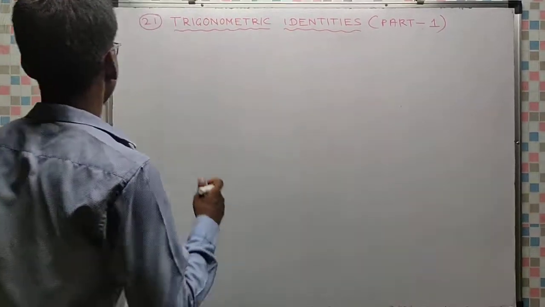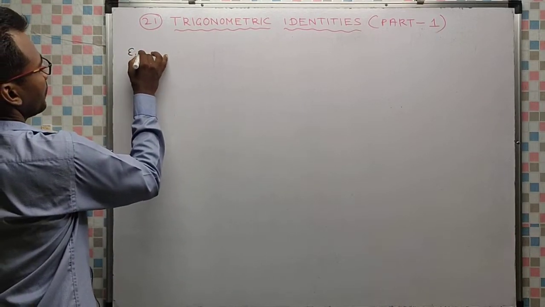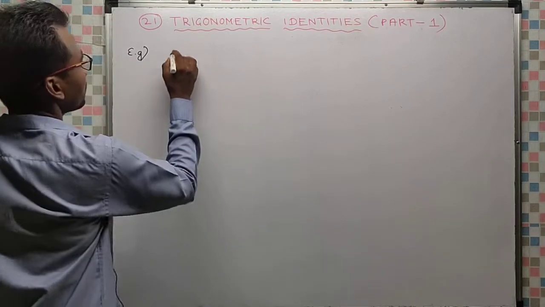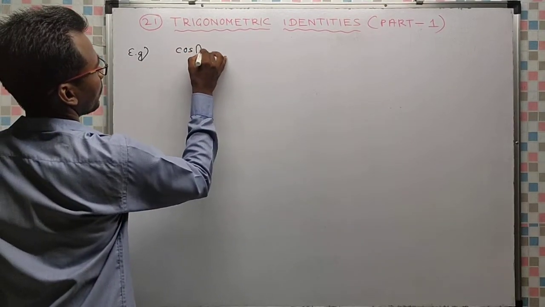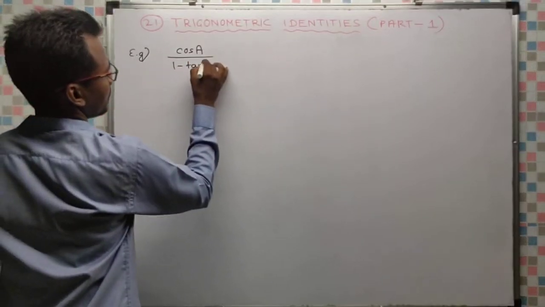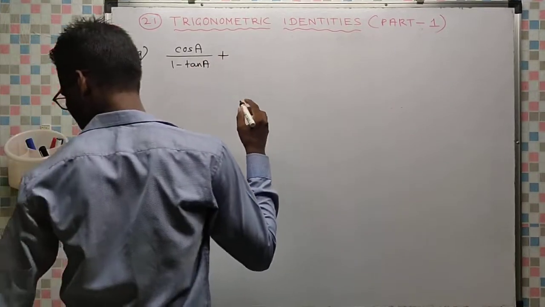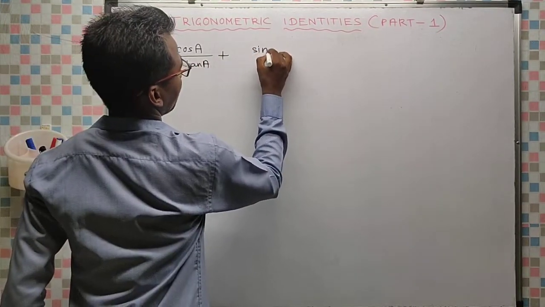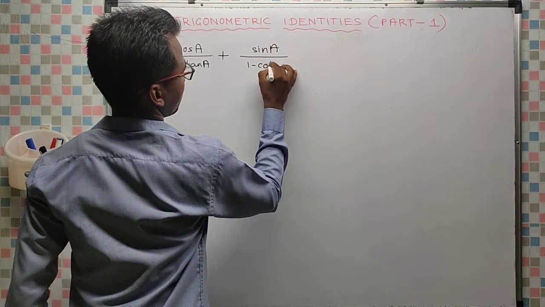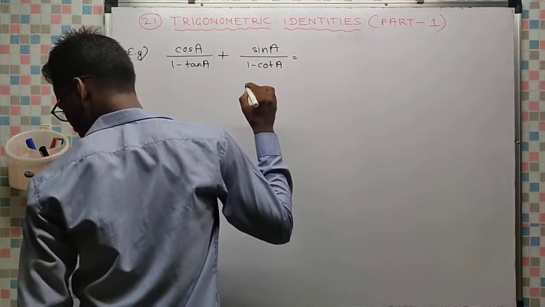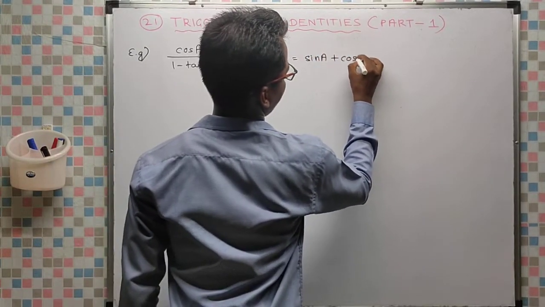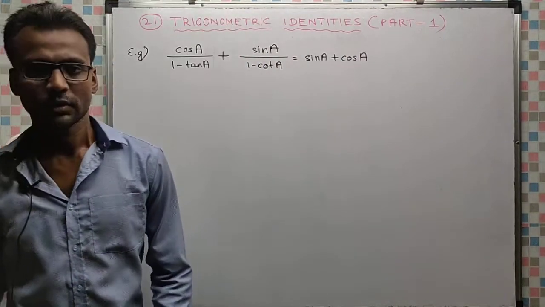First example, we have to prove that cos A by 1 minus tan A plus sin A by 1 minus cot A is equal to sin A plus cos A. Okay, so this we have to prove.